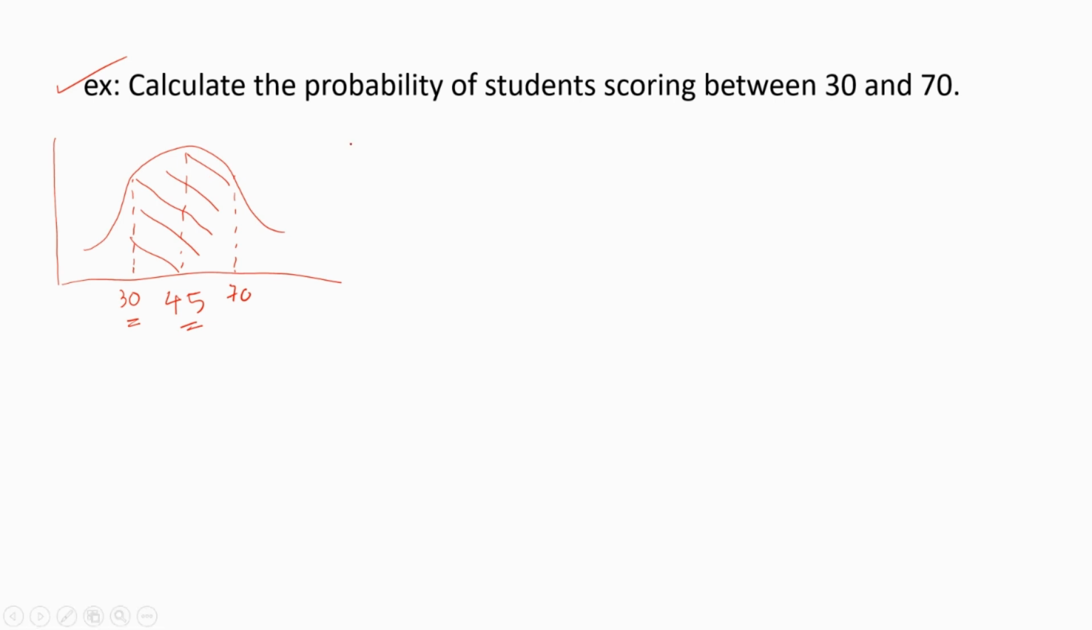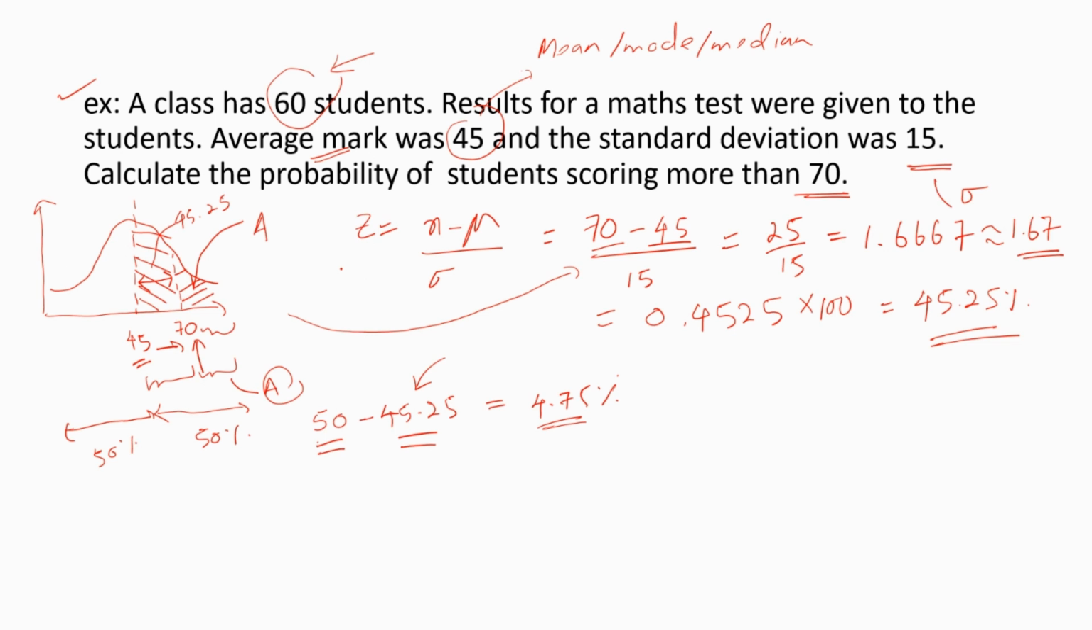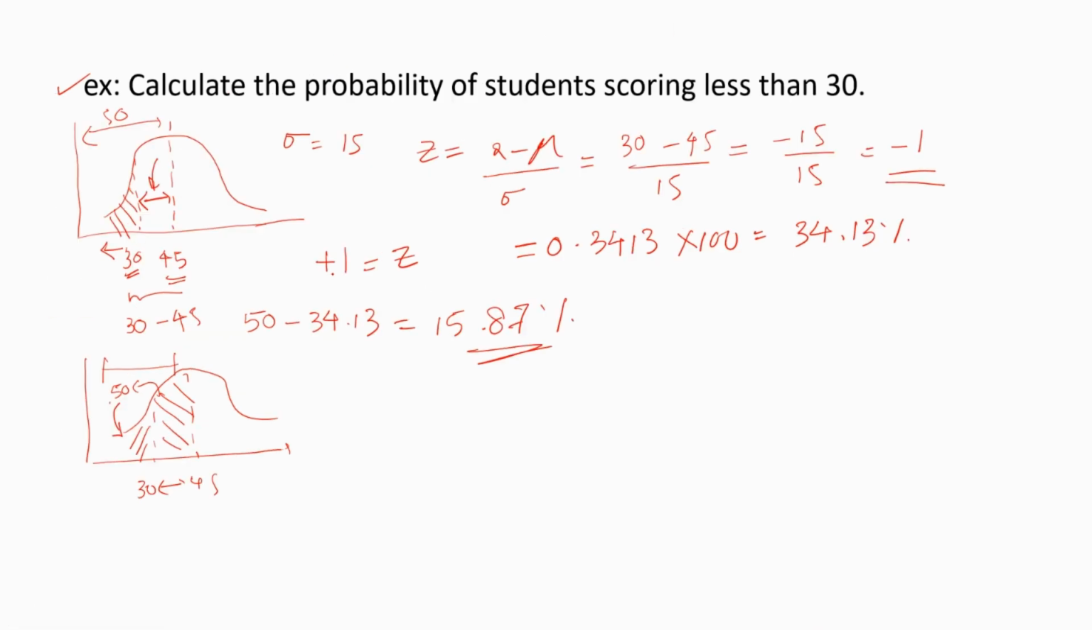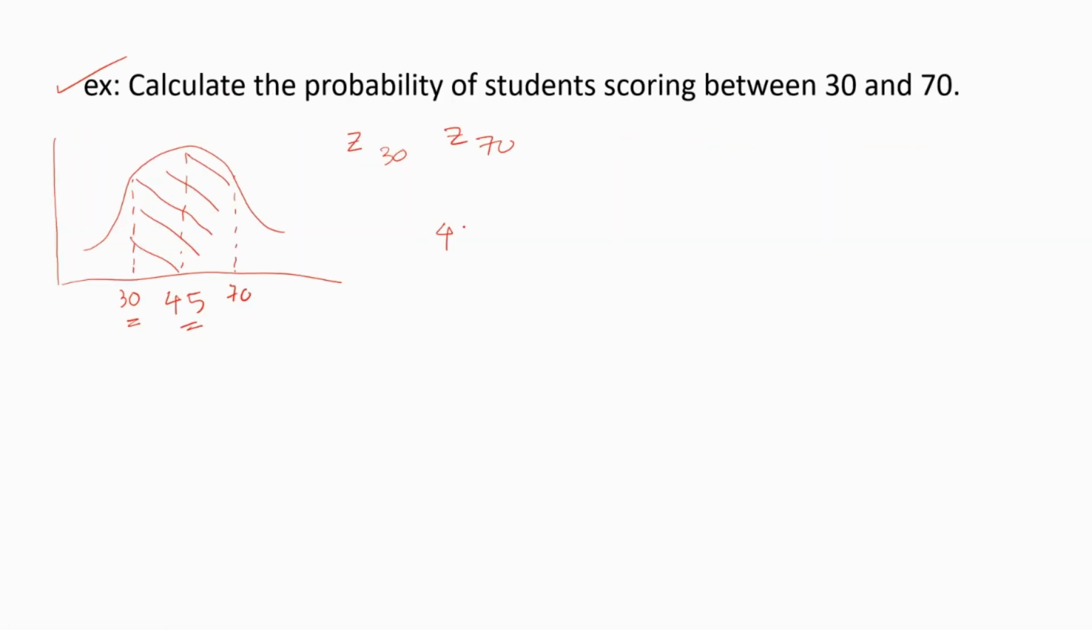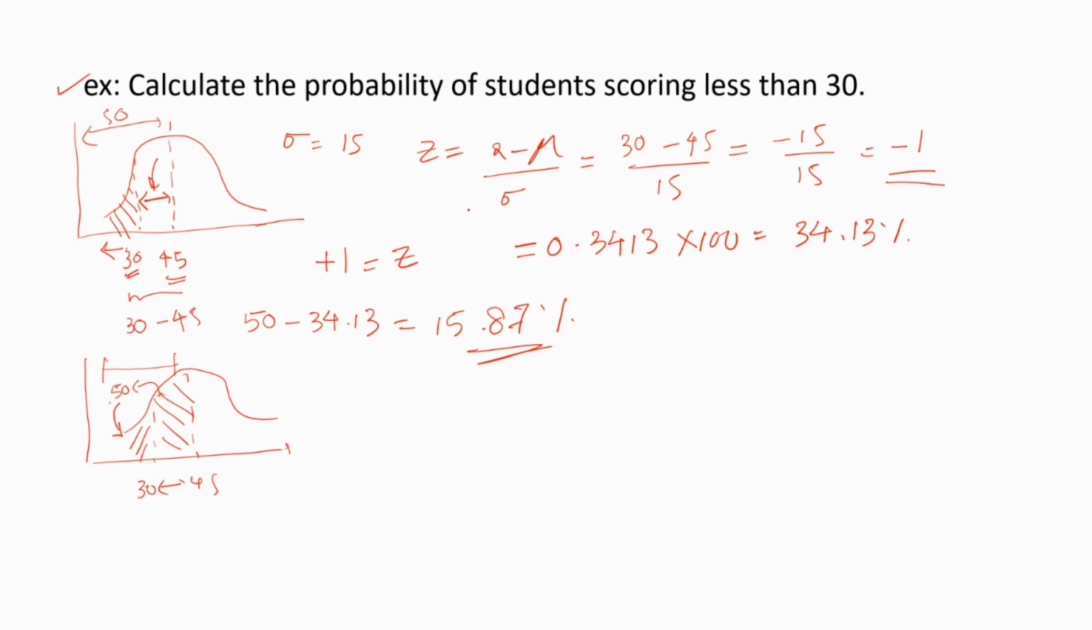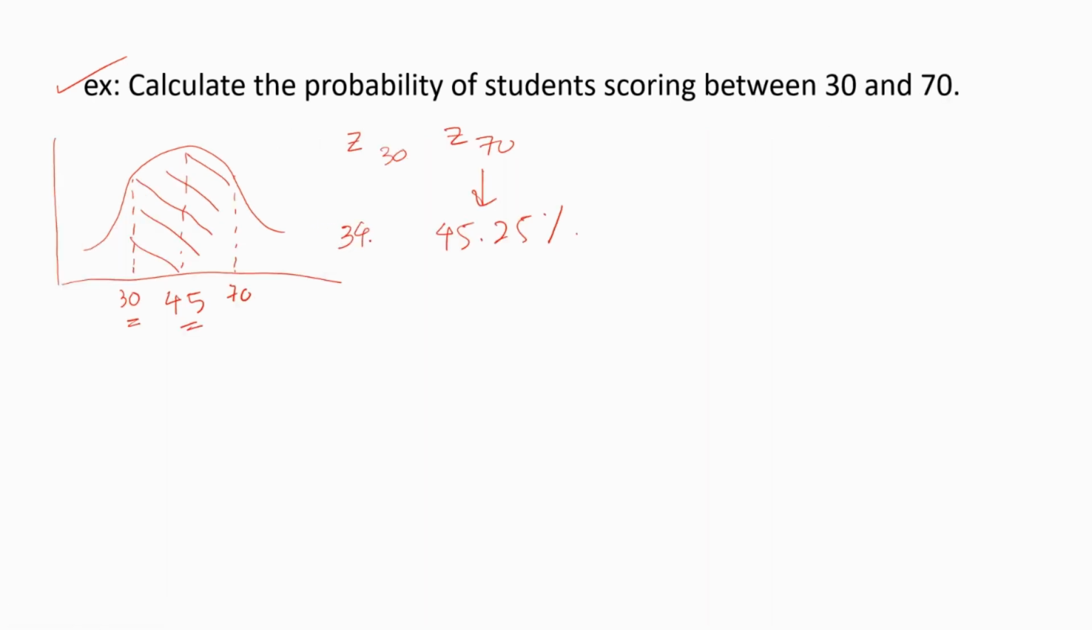Then what you have to do is find the Z value for 30 and the Z value for 70, like we did earlier. Then find the respective probabilities. Since we did this earlier, the probability for 70 is 45.25. 45.25, this is for 70. For 30, 34.13. This is for 30.